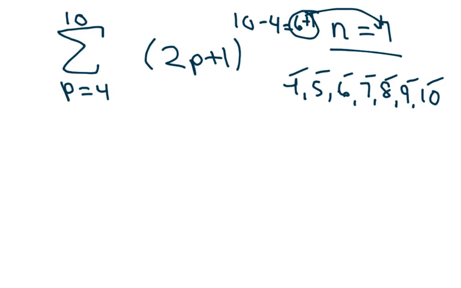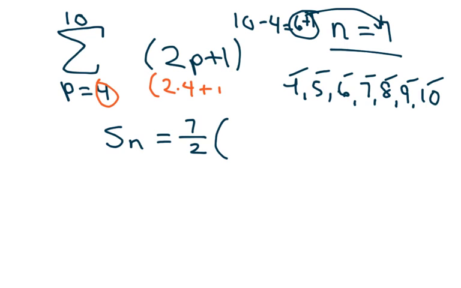All right, so basically I'm going to use my formula. The sum is 7 over 2 times, and I'm going to plug in 4 first. So 2 times 4 plus 1, which gives us 9, plus the next one I'm going to plug in 10. That's going to be 21. And when you calculate that out, you get 105 again. All right?